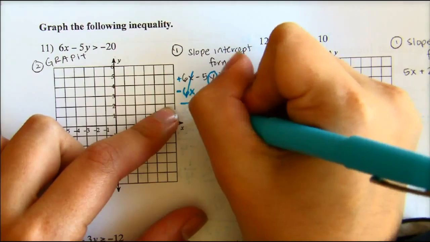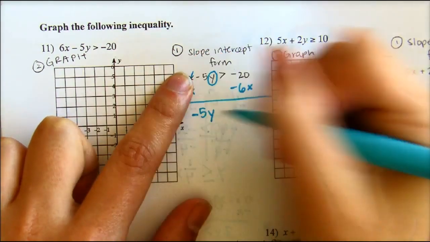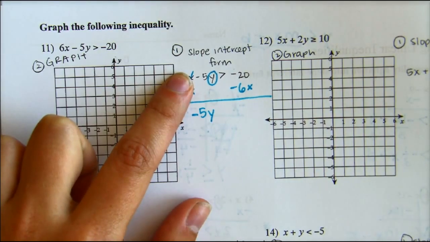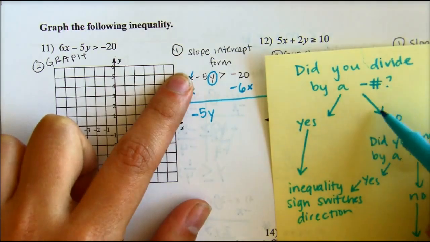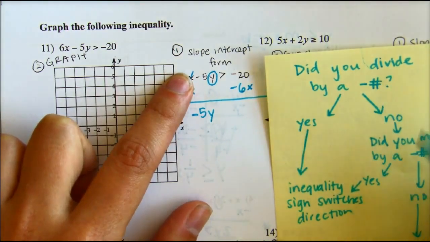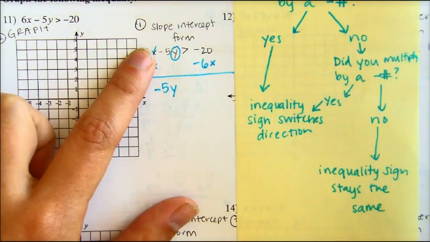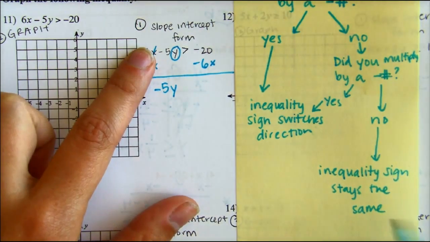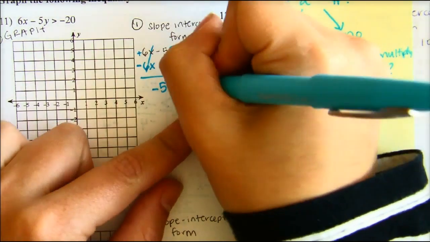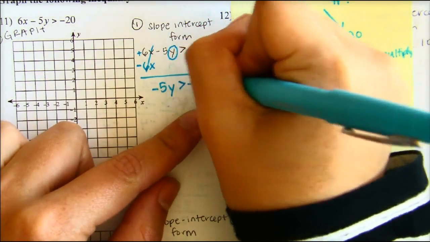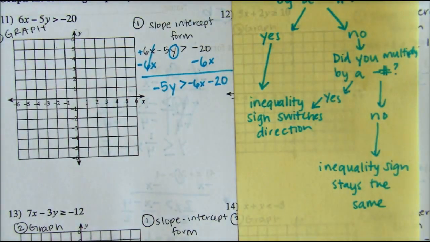I've got this 5y, and it has a negative in front of it, so I'm going to bring that negative with it. When I ask myself, should I change signs? Did I divide by a negative number? No. Did I multiply by a negative number? No. So therefore, my inequality sign will stay the same. So it's still going to be greater than. Then I've got this negative 6x and a minus 20. I'm going to just bring them down just like they are.